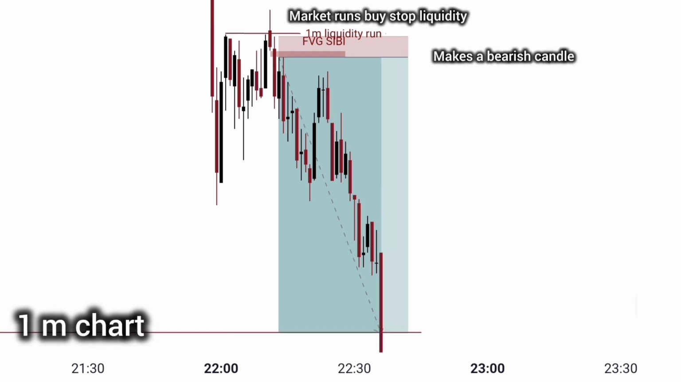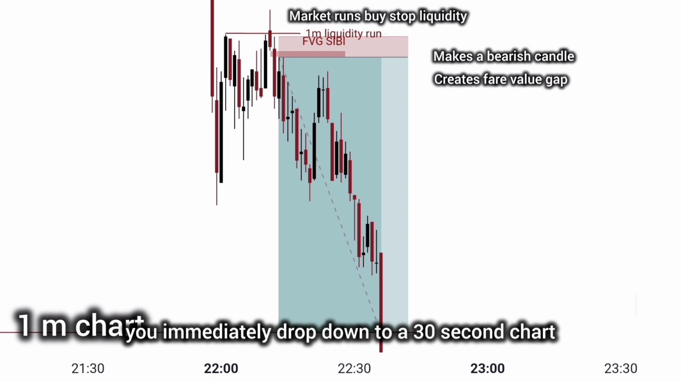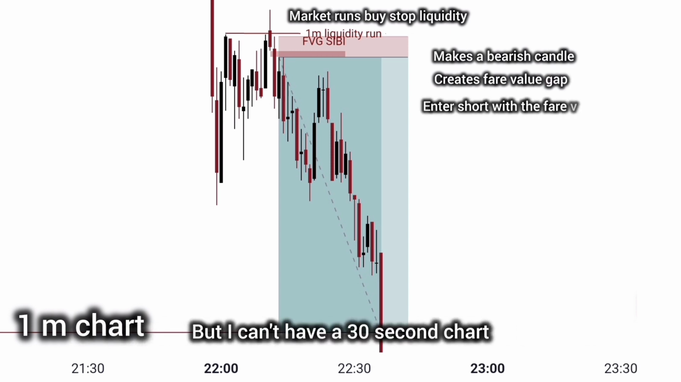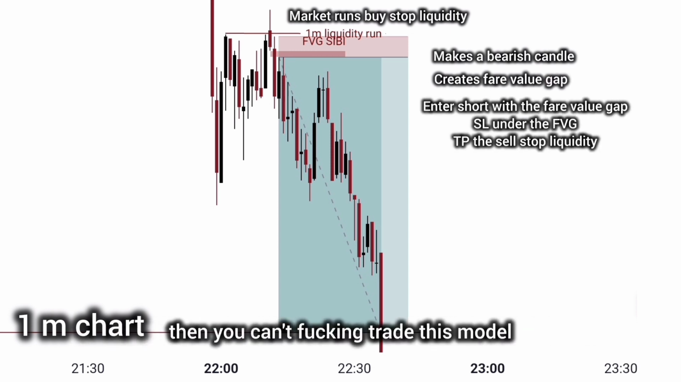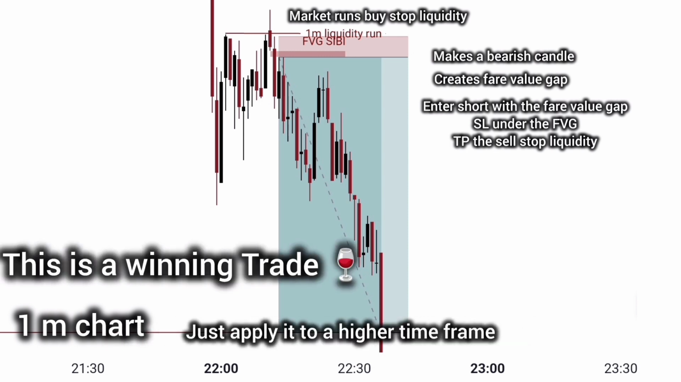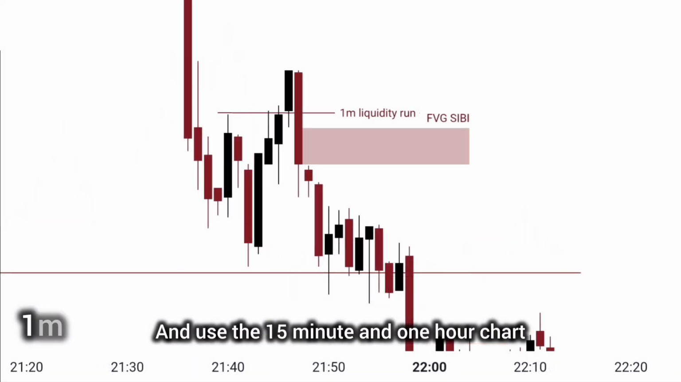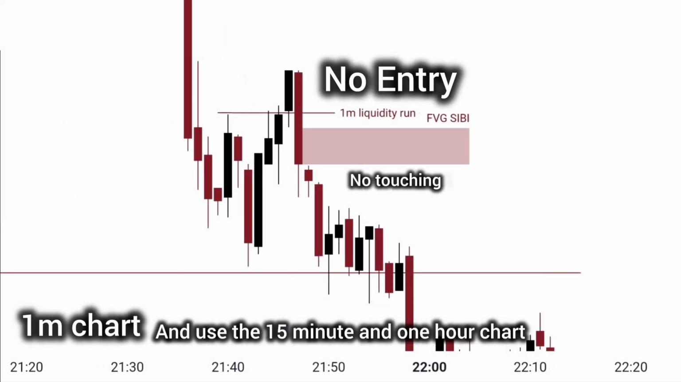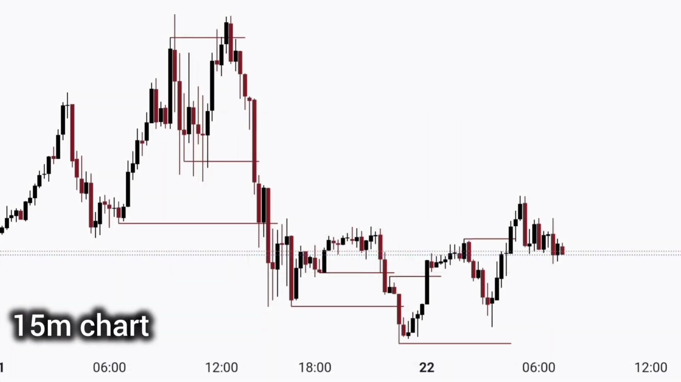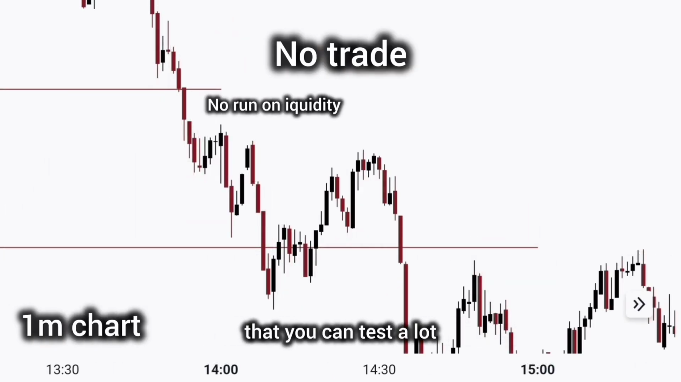Once it does that, you immediately drop down to a 30-second chart. But I can't have a 30-second chart. Then you can't trade this model. Just apply it to a higher time frame. Instead of a 30-second, use the 1 minute, and use the 15-minute and 1 hour chart. Everything's scalable. But I'm giving you something that you can test a lot.